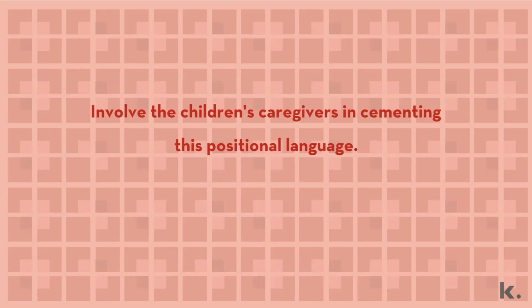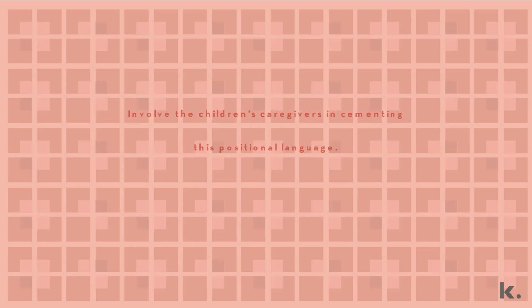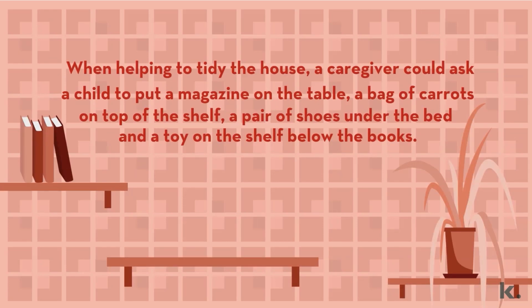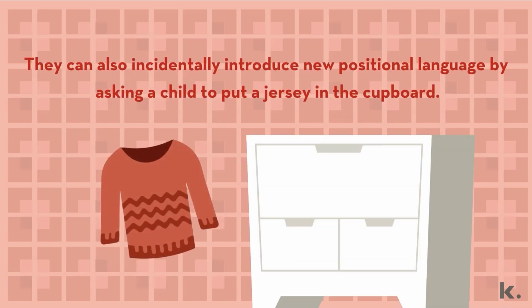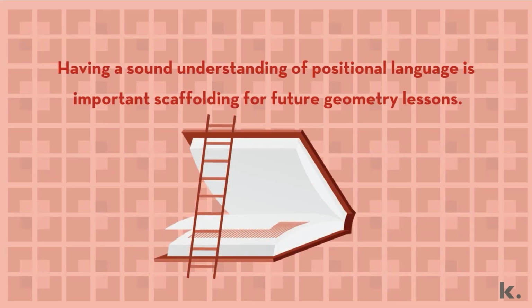Involve the children's caregivers in cementing this positional language. When helping to tidy the house, a caregiver could ask a child to put a magazine on the table, a bag of carrots on top of the shelf, a pair of shoes under the bed, and a toy on the shelf below the books. They can also incidentally introduce new positional language by asking a child to put a jersey in the cupboard. Having a sound understanding of positional language is important scaffolding for future geometry lessons. Revisit these games and activities throughout the year.